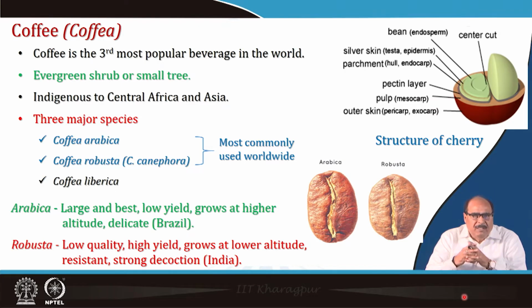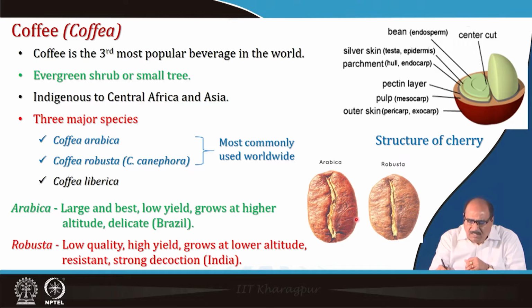So, coffee, its botanical name is Coffea. It is an evergreen shrub or a small tree. It is indigenous to Central Africa and Asia, and coffee is the third most popular beverage in the world. There are three major species of coffee, that is Coffea arabica, Coffea robusta and Coffea liberica. Coffea arabica and Coffea robusta are the two varieties most commonly used worldwide.